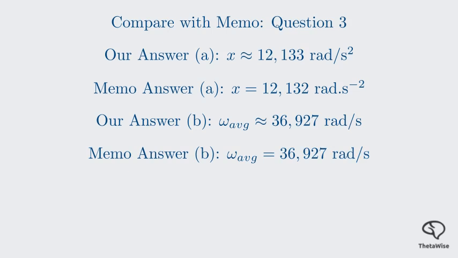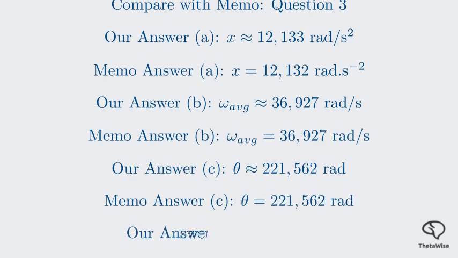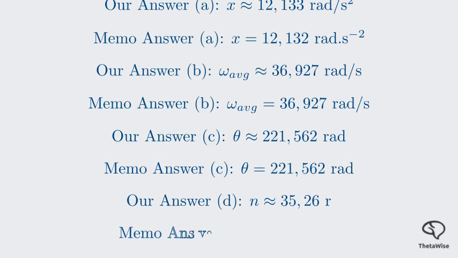For part C, the angular displacement, we calculated approximately 221.562 radians. The memo's answer is 221.562, another perfect match. For part D, the number of revolutions, we calculated approximately 35.26 revolutions. The memo has 35.25. Again, this is a very close match, likely due to small rounding differences. So for question 3, our results are in excellent agreement with the provided memo. This confirms our understanding and application of the formulas.